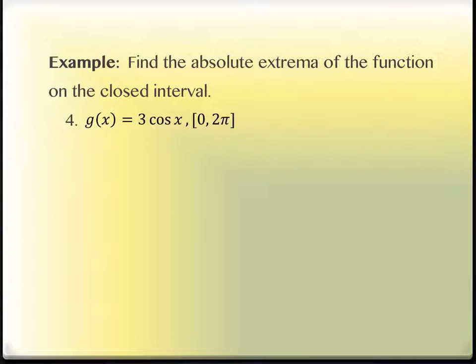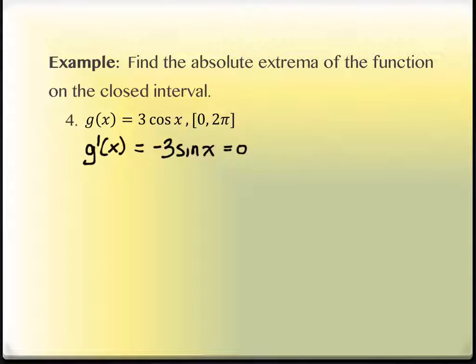You will notice that this is cosine, and it's going between 0 and 2 pi. The period for sine and cosine is 2 pi, so we do expect a full rotation of the entire cosine curve between there. We're going to do the same thing as before: finding out where this derivative equals 0. So what's the derivative of 3 cosine of x? Negative 3 sin x. Excellent. And we're going to set it equal to 0.